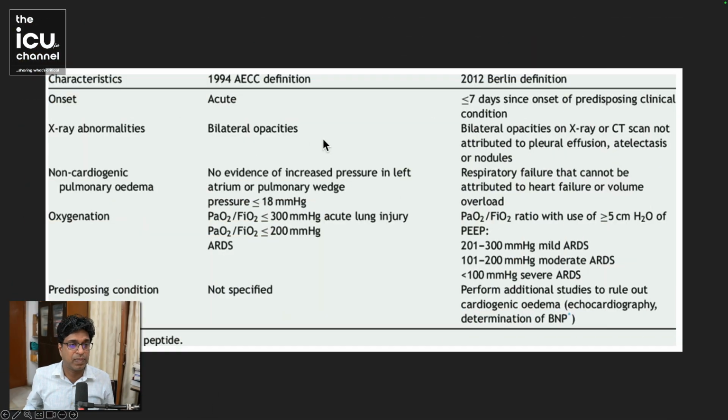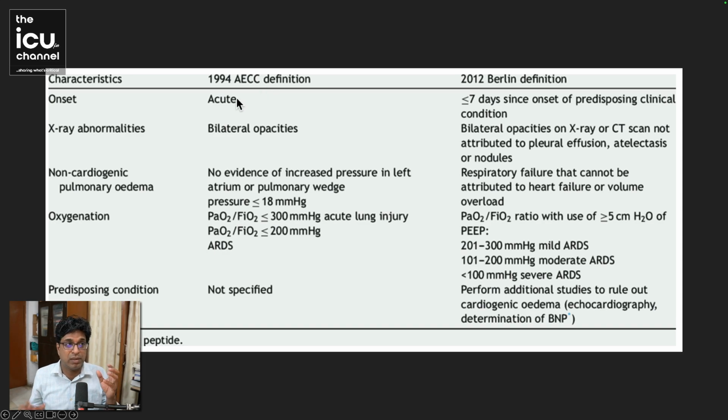So with this background, let's go to the first definition, which came in 1994, the AECC definition. So this is the 1994 AECC definition, American European Consensus Conference definition, and this is the 2012 Berlin definition, which most of us were using, and it was very helpful. So let's see what the difference was in these two definitions, which will help us understand the newer definition of 2024. So the onset, according to this definition, should be acute.